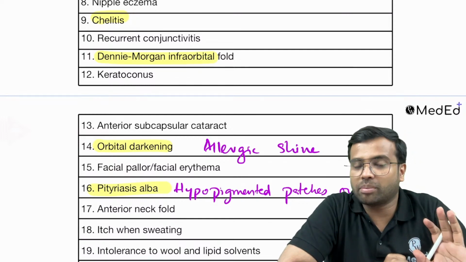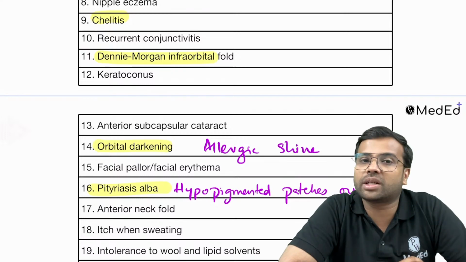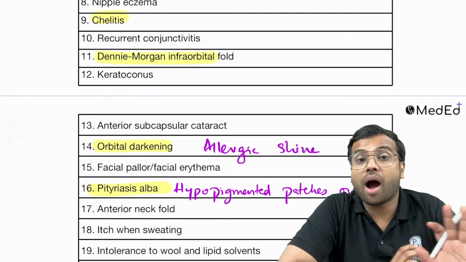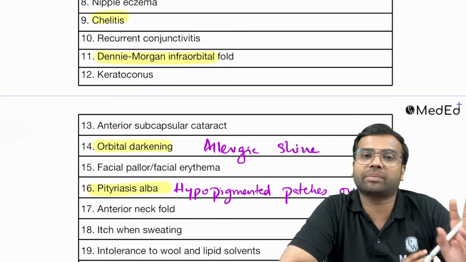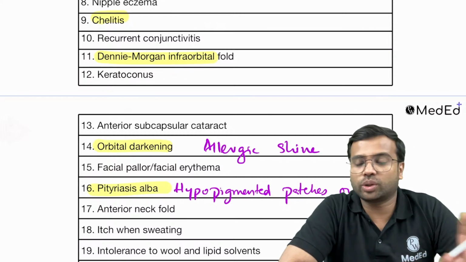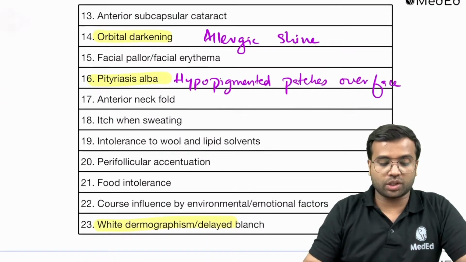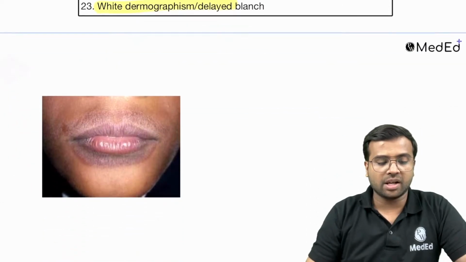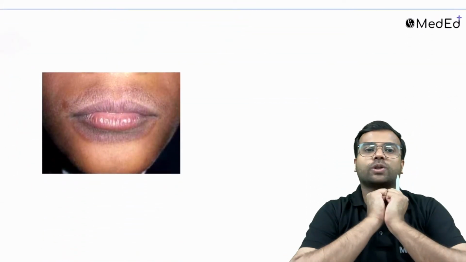Fine. So remember, how many things are required in the major criteria? 3 out of 4. How many are required in the minor criteria? 3 out of 23. So that is required to make a diagnosis of atopic dermatitis. Now let us see some of the images also.